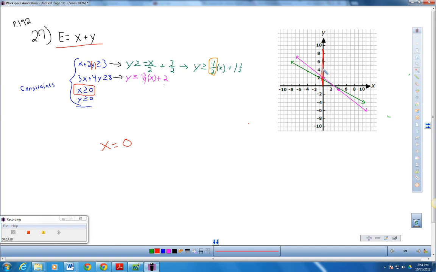Okay? Now I don't need to go below the x-axis, and I know I'm going to be shading to the right. Okay, the next line, y is greater than or equal to 0, we'll graph that in blue.